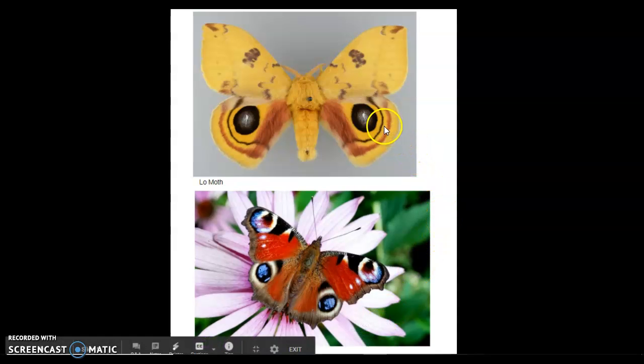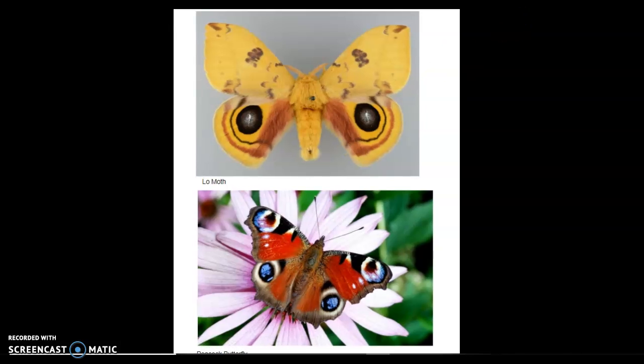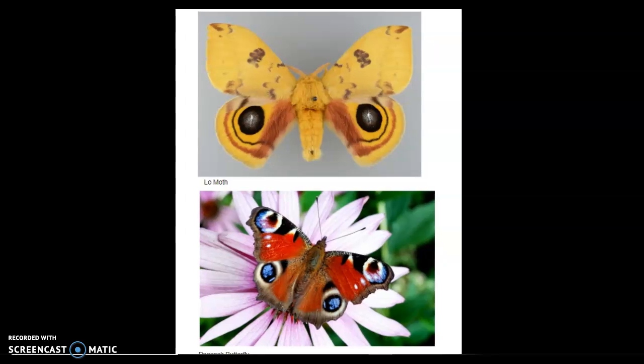This one here that's yellow is called the low moth. The low moth has one spot on each side. How many spots does the low moth have total if it has one on each side? 2. Down here we have the peacock butterfly. The peacock butterfly has two big spots on each wing. If it has two big spots on each wing, how many spots does it have total?